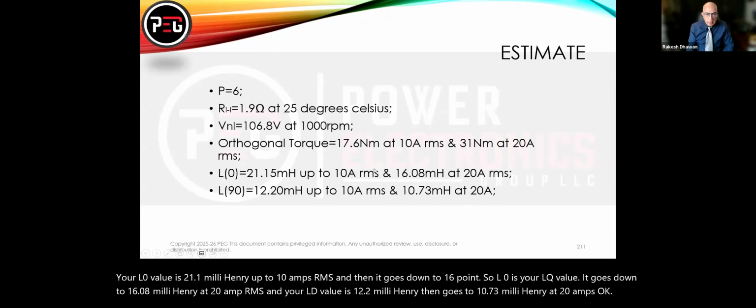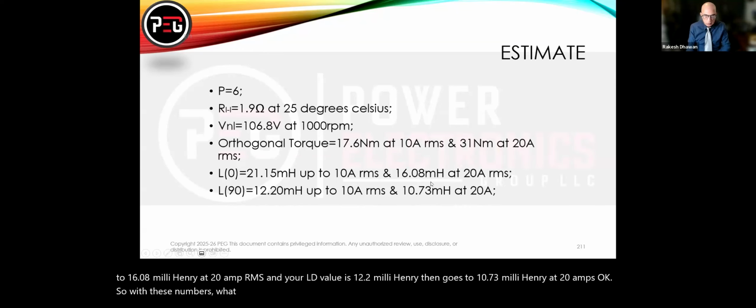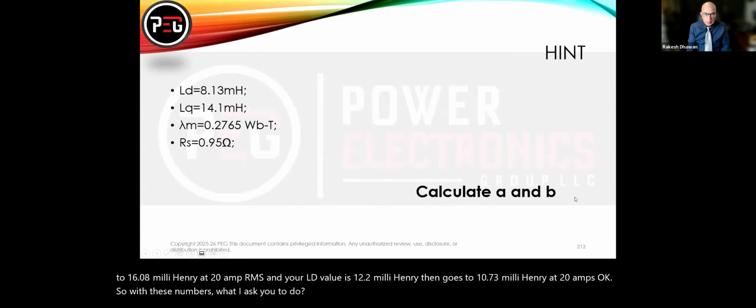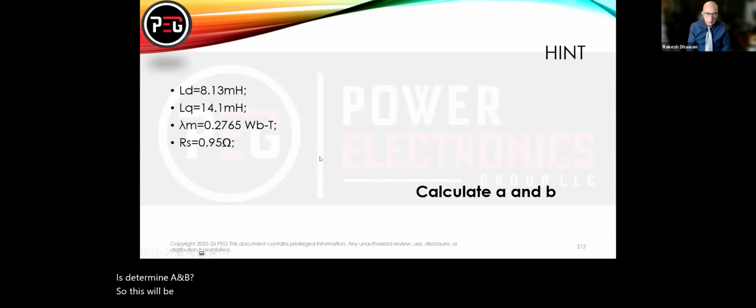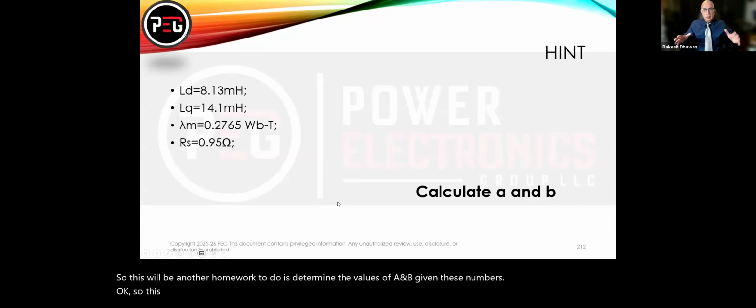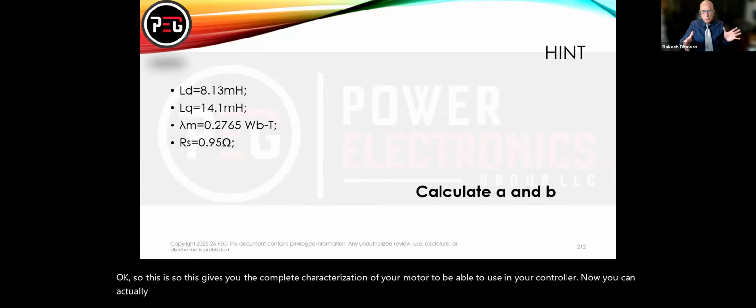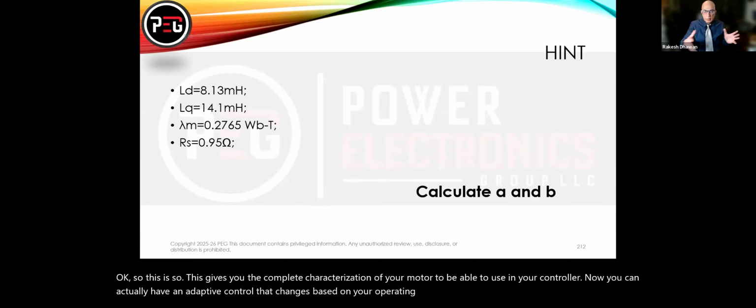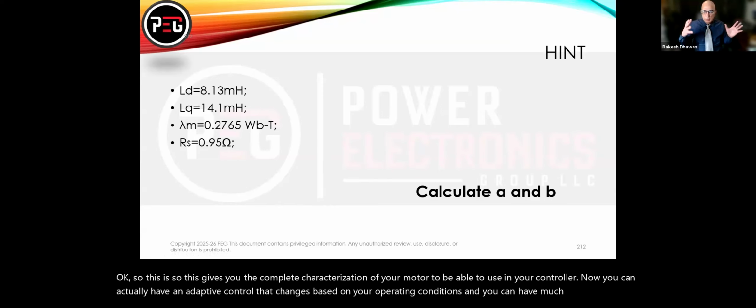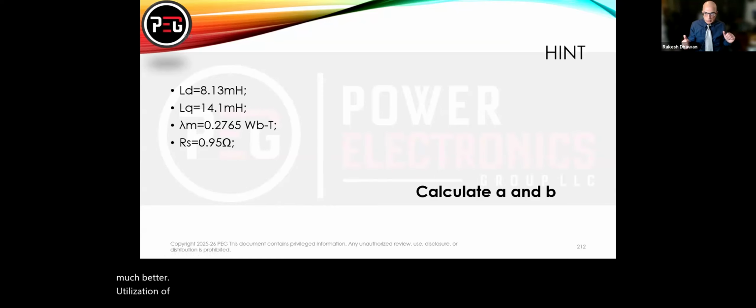So with these numbers, what I ask you to do is determine A and B. So there'll be another homework: determine the values of A and B given these numbers. Okay, so this gives you the complete characterization of your motor to be able to use in your controller. Now you can actually have an adaptive control that changes based on your operating conditions, and you can have much better control, much better utilization of the motor you're trying to control.